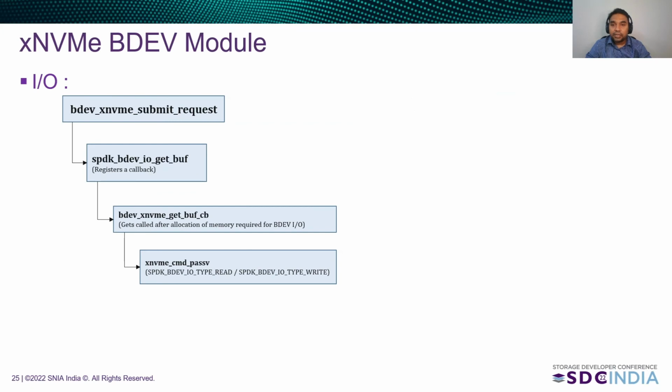This slide explains how the IO happens on the block device layer of SPDK. The xnvme submit request function is invoked from the block device layer when the IO has to be performed on the underlying xNVMe block devices. It registers a callback that gets called after the allocation of memory required for the IO, and finally it invokes the xNVMe API command pass-v with a read or write specific operation and the necessary parameters for that operation.